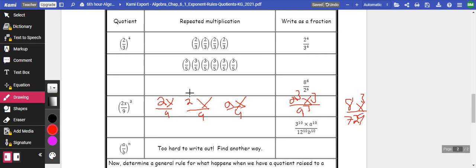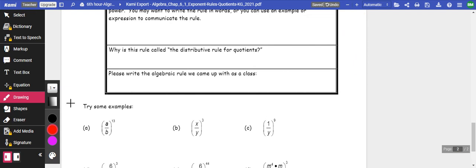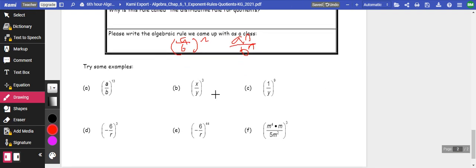Okay. So what's happening? I'm going to skip all this stuff and we're just going to move to the rule. A over B to the nth is just A to the nth over B to the nth. That's it. That's the whole thing. We're going to do like 2 examples here.